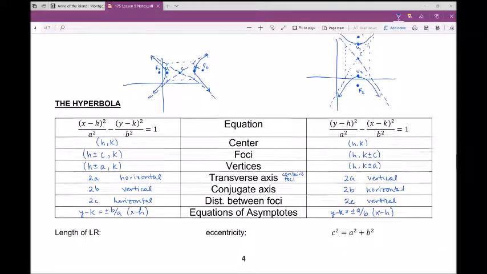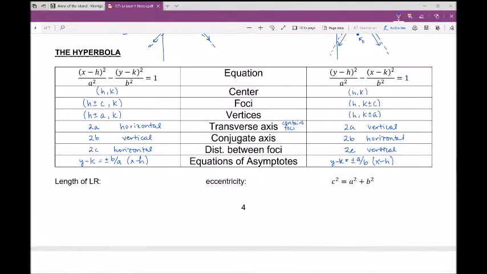Okay. Now, again, we have a length of a latus rectum, but we don't use it very much, but I'll tell you what it is anyway. So it's 2b squared over a. The eccentricity of a hyperbola is the same as the eccentricity of an ellipse.